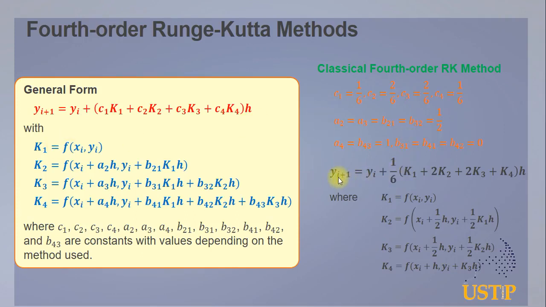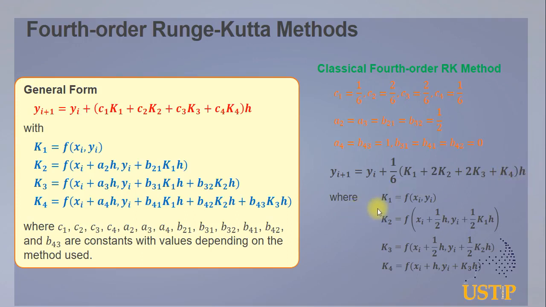So that is yi plus 1 is equal to yi plus 1 over 6 multiplied by k1. Gigawas na lang 1 over 6 dire kay common naman siya, ang 1 over 6 sa tanan mga c's. So, mahimo siyang 1 times k1 plus 2 times k2, 2 times k3, then plus 1 times k4. So, k1 plus 2k2 plus 2k3 plus k4 times h.